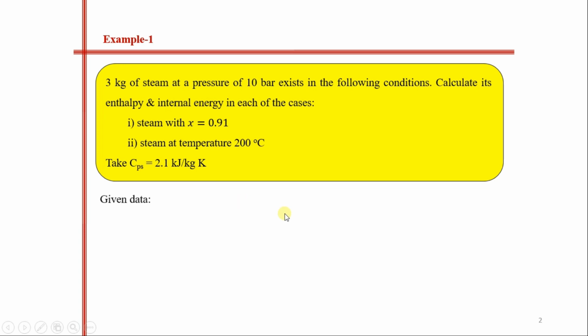Okay, so first let's mention the given data. Mass of steam is given as 3 kg. Pressure is 10 bar. So if we convert bar into Newton per meter square, we are required to multiply it with 10 raised to 5. If I want to mention it in kilonewton per meter square, then it goes 10 into 10 raised to 2. Then we want to find enthalpy and internal energy for both the cases.